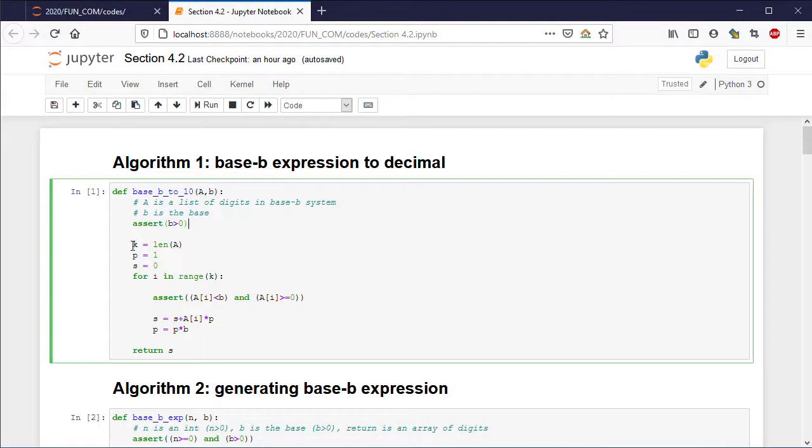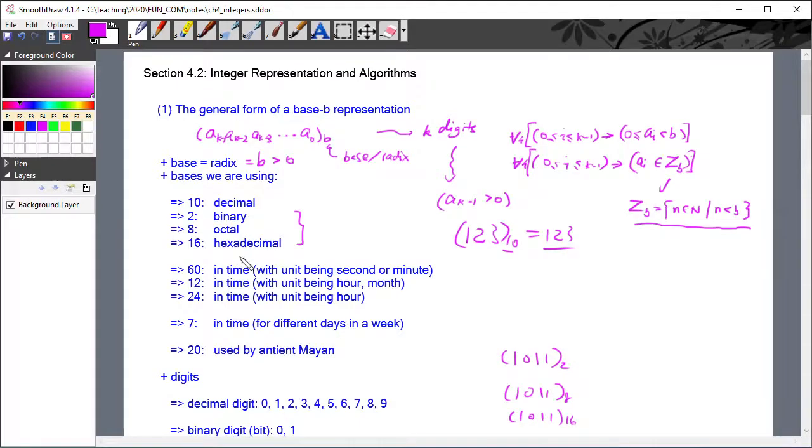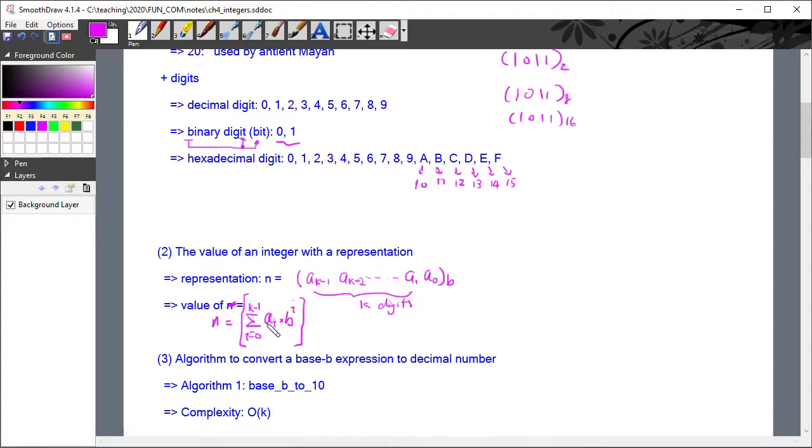And then I'm taking this k from the list, because I assume that the input A is a list of digits. So it's a list. Right, so k is the length of this list, or an array. And initially, I use this power, p equals 1, and initialize s equals 0. So this corresponds to this summation, right?